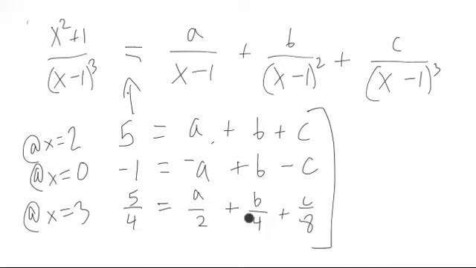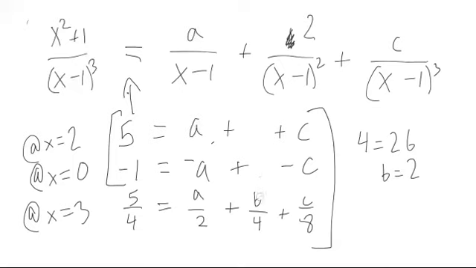You can add equations together to simplify things. In fact, notice that if you add these first 2 equations together, what happens? These a's cancel, these c's cancel, you're left with 5 minus 1 is 4, so 4 is equal to 2b. So that means that b is going to be equal to 2. Okay, so we know this is 2. And then we could replace b everywhere right here. So we got 2, 2, and 2.